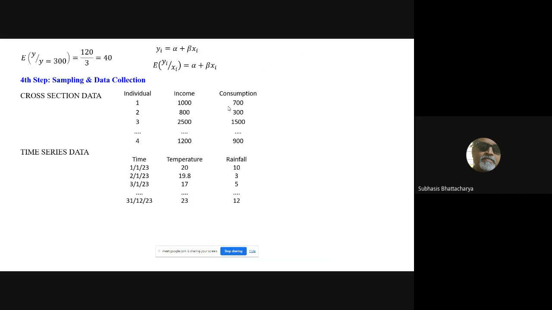So now the next step is what? That is the sampling and the data collection. When we have to collect the data on income and consumption of selected individuals from a city, how do you select the individuals? You have to make some comment about the income consumption relationship of the city from the representation of the sample you collected. So the sample selection is the most important part.